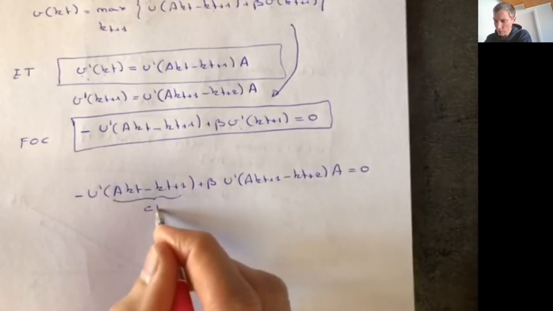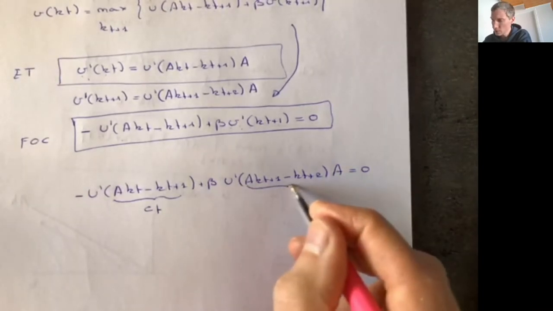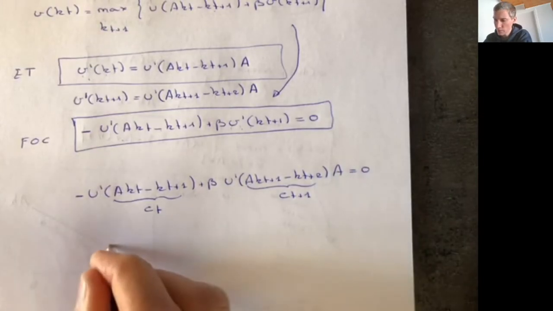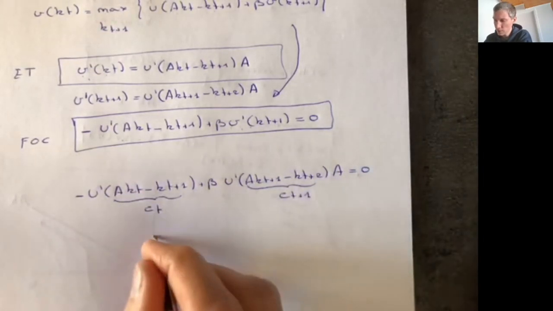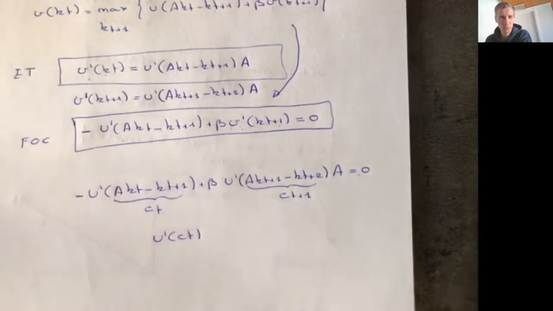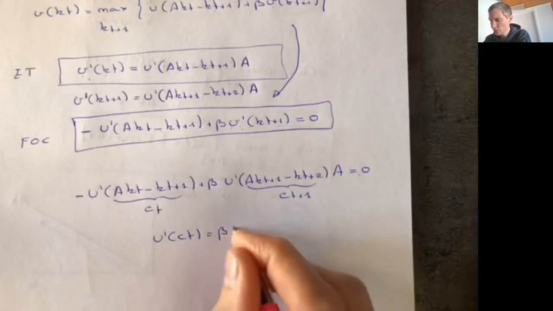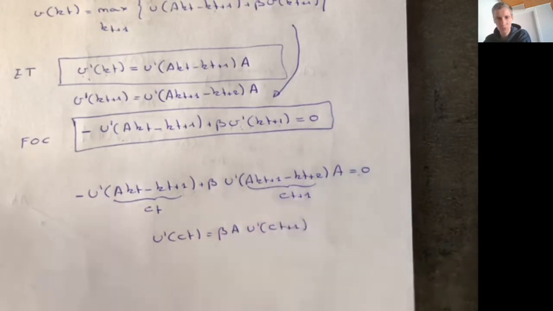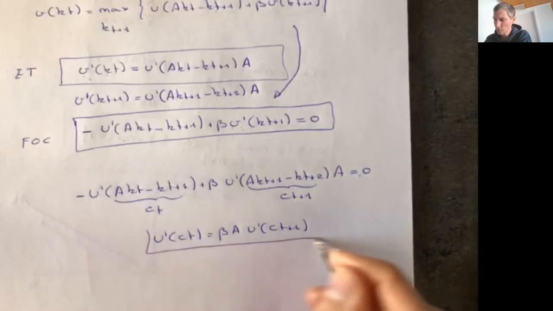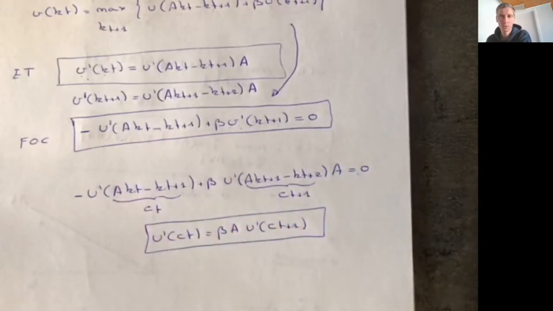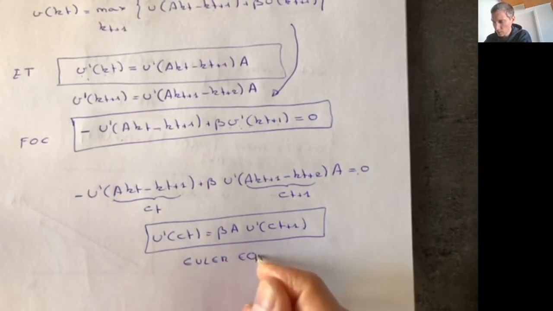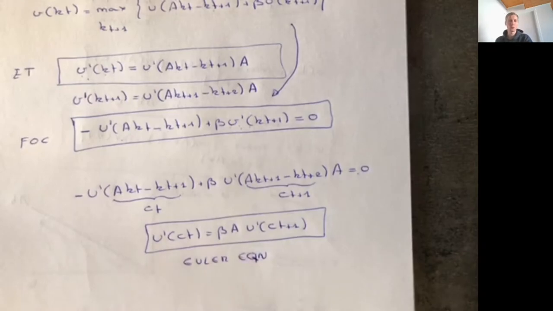This is equal to my consumption at period t. This is equal to my consumption at period t plus 1. So simplified, this says that if I put this to the other side, the marginal utility of consumption at period t is equal to beta times a times the marginal utility of consumption at period t plus 1. And this is normally the Euler equation for the intertemporal dynamic optimization problem.